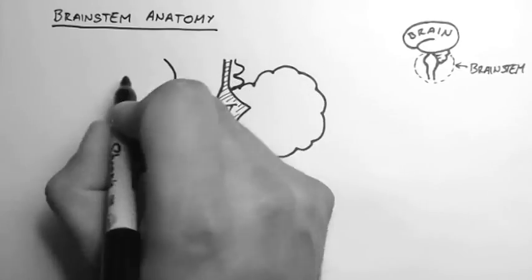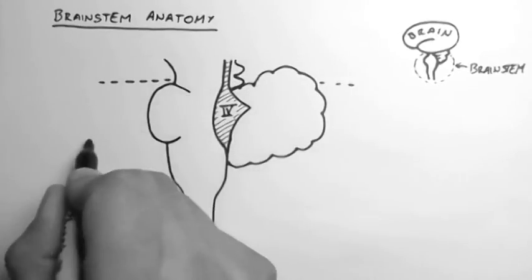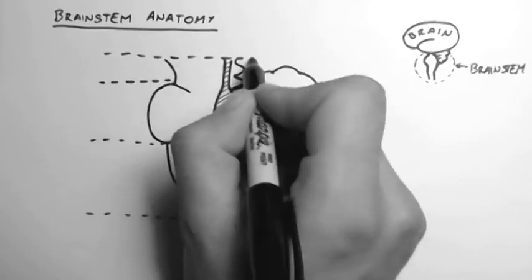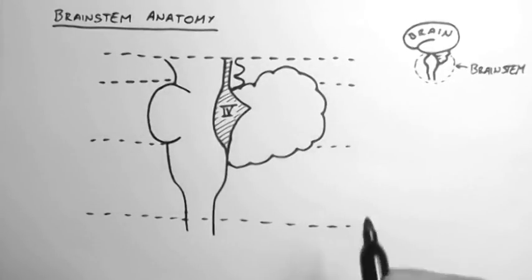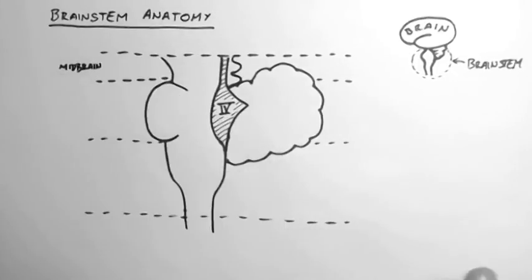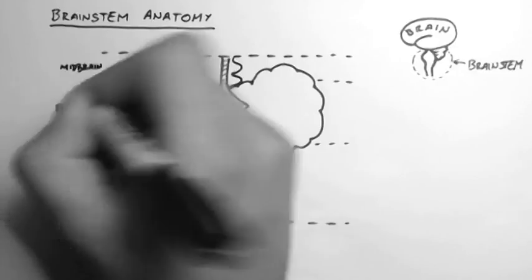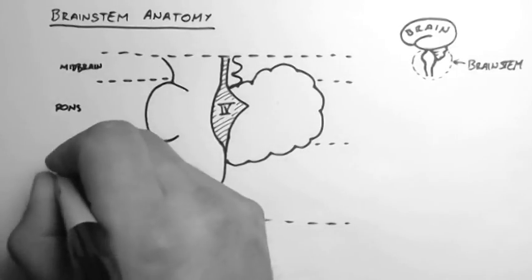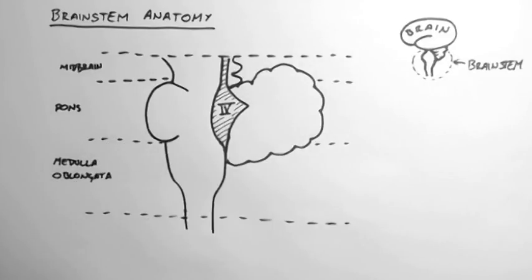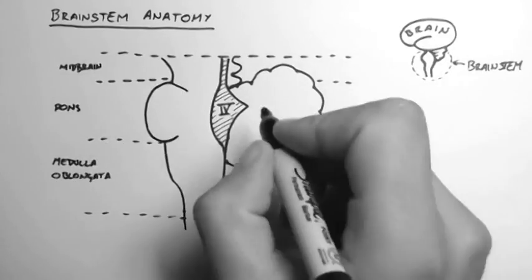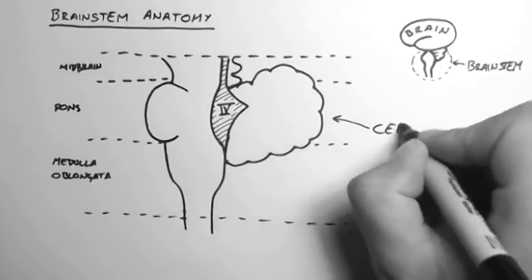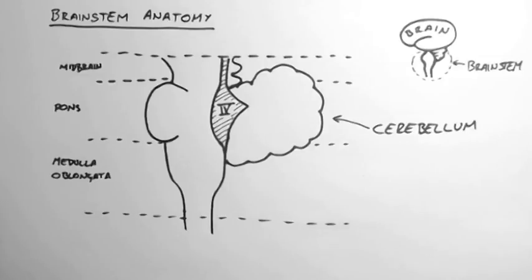Now I'll split the brainstem up into its appropriate sections. Here we have the midbrain. Below that is the pons, and below that is the medulla oblongata. And this section hanging off the back is called the cerebellum. This is Latin for little brain.